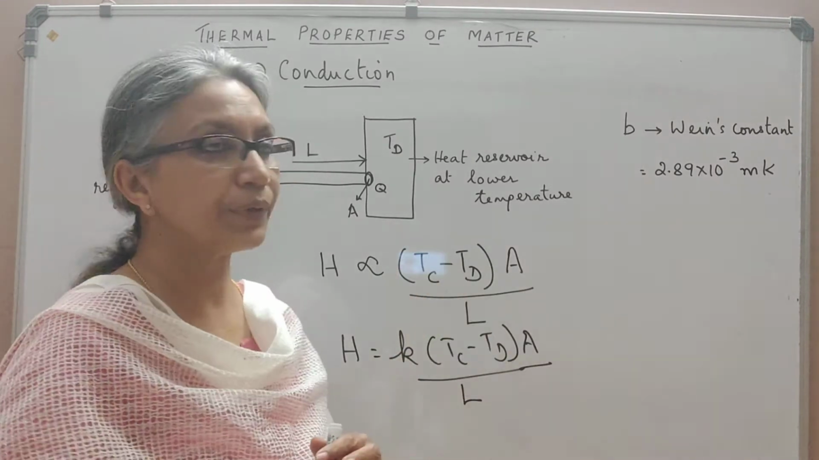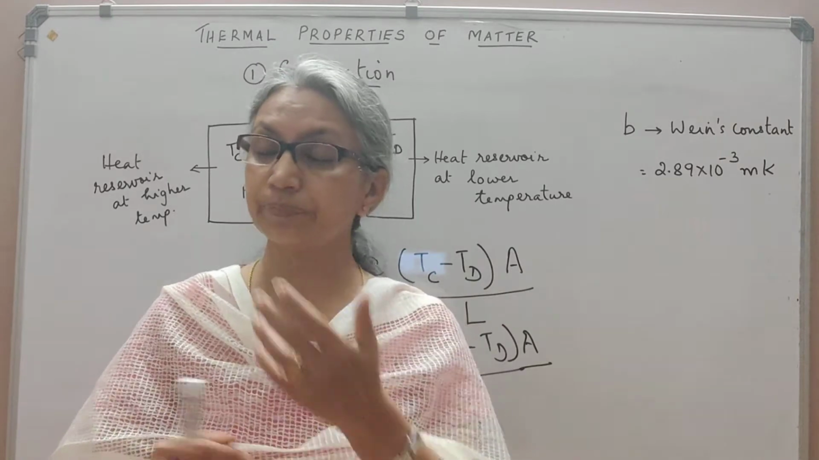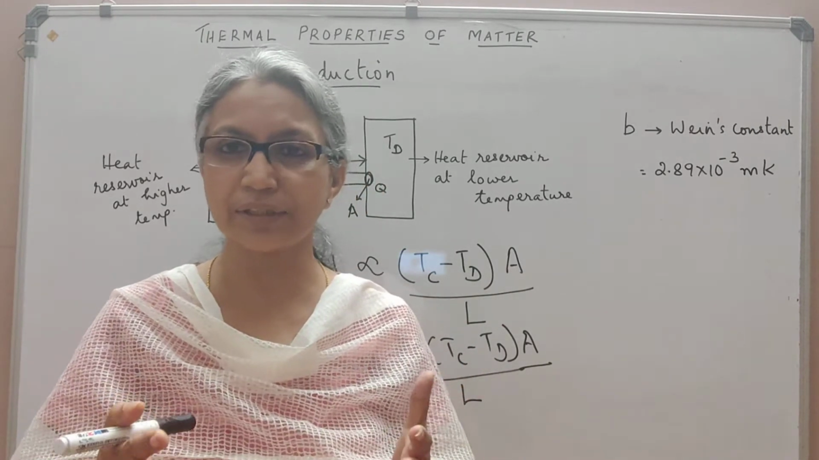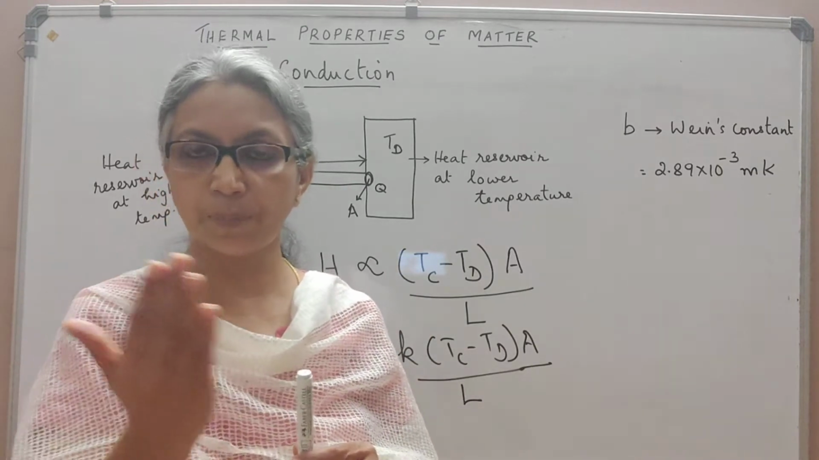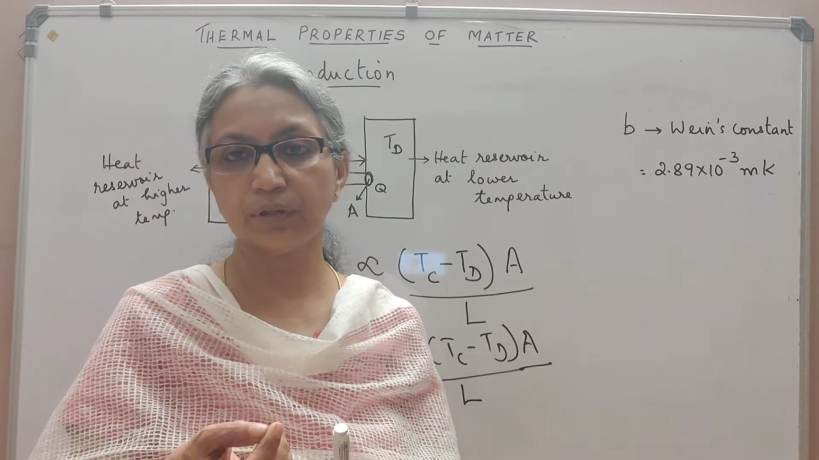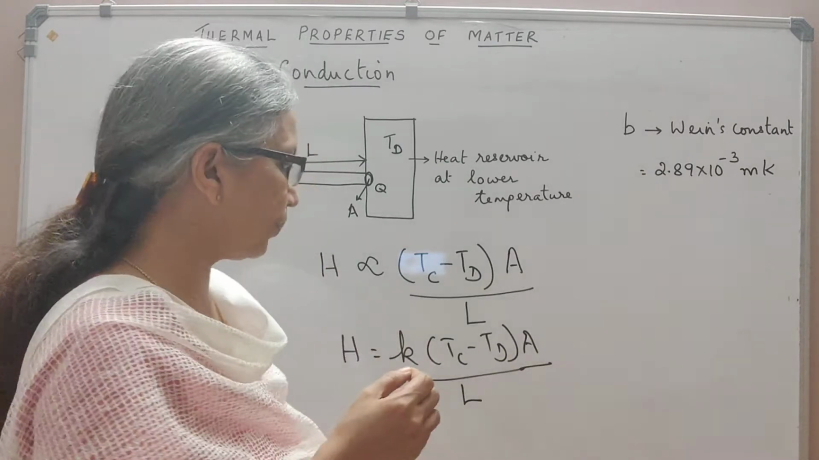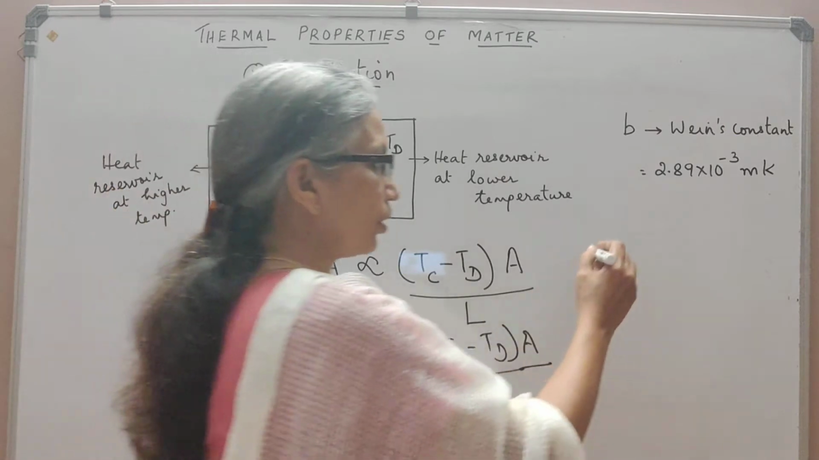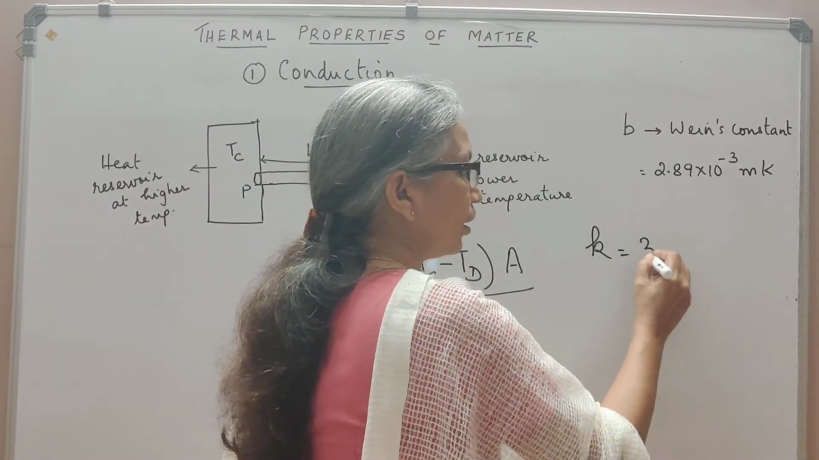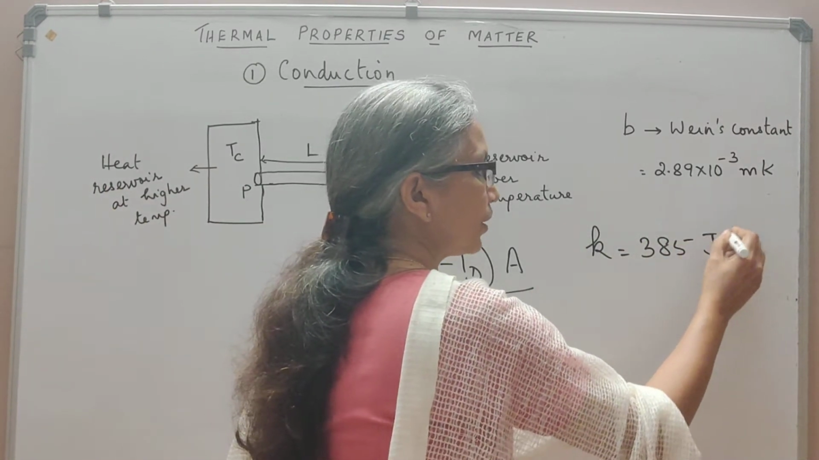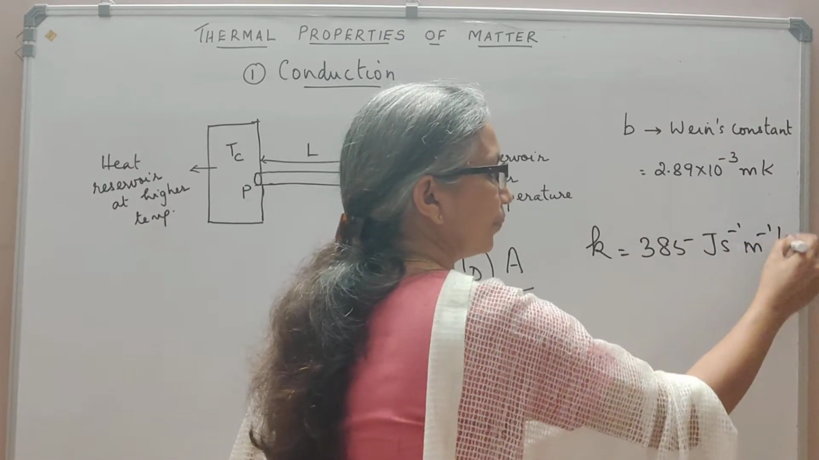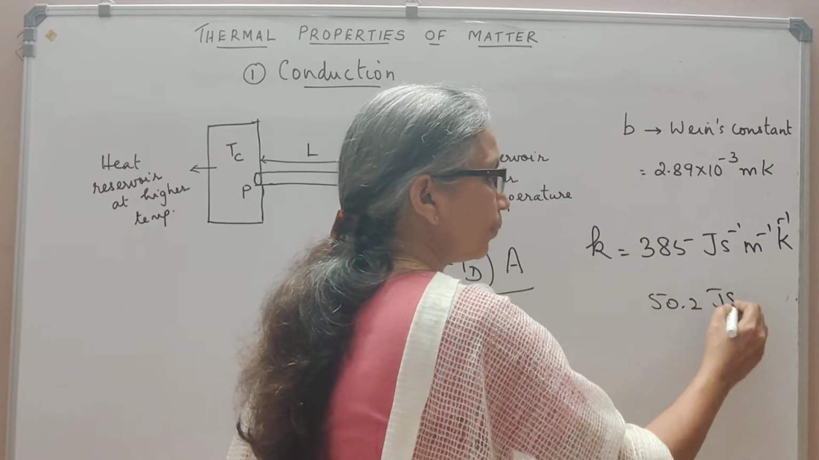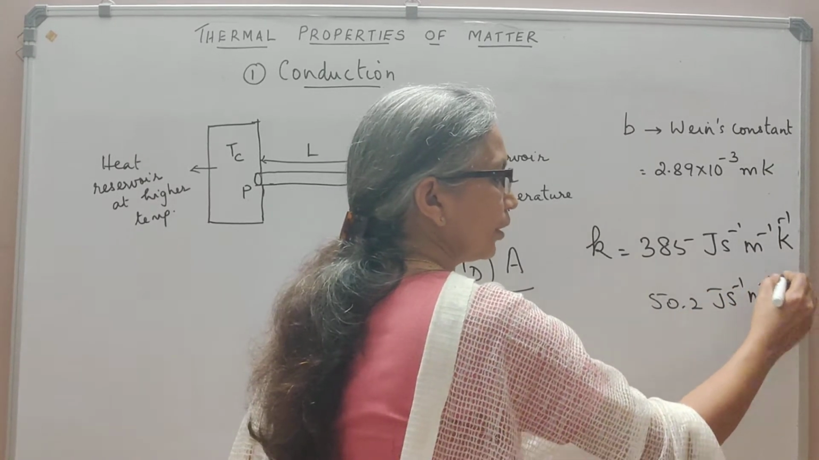So, for example, you would have noticed that some of these metal vessels used for cooking are given a copper bottom, and the reason is simply that copper has a very high value of thermal conductivity. The thermal conductivity K is around 385 joule per second per meter per Kelvin, and for steel it is only around 50.2 joule per second per meter per Kelvin.